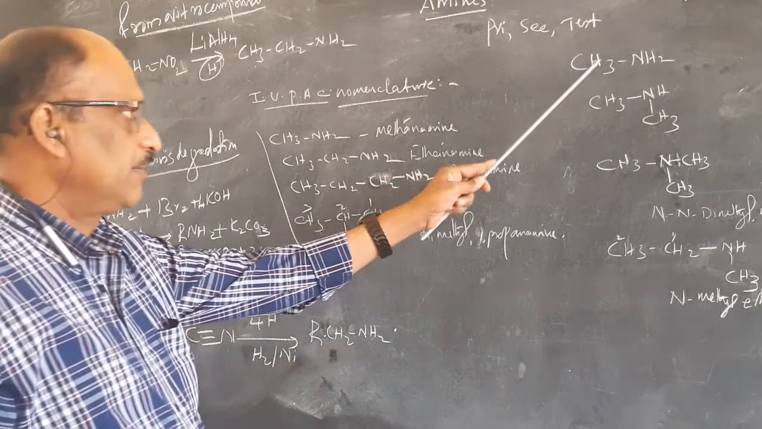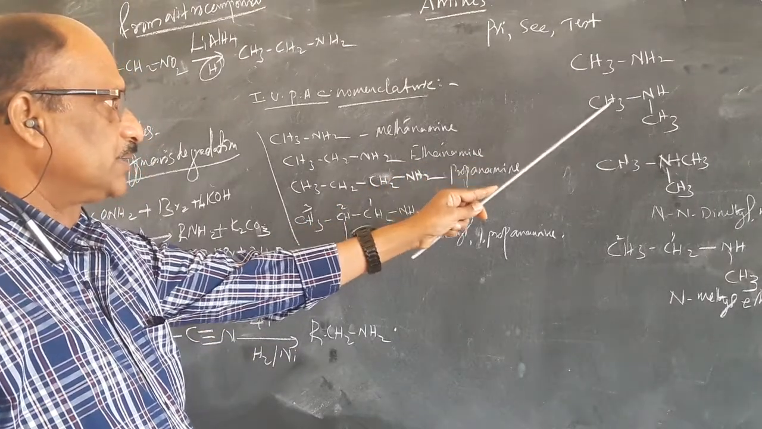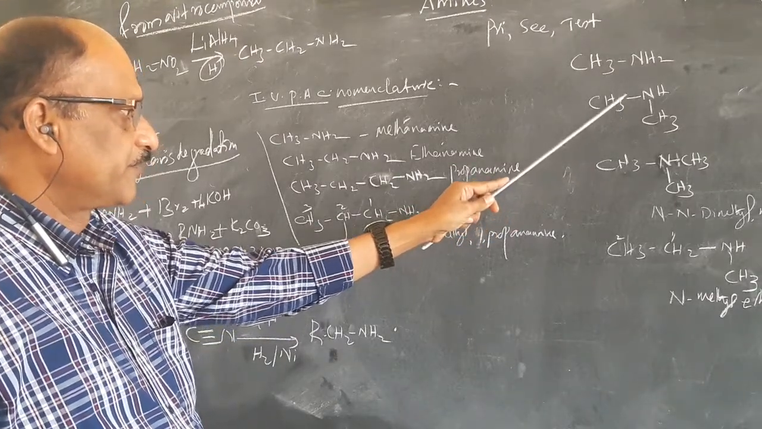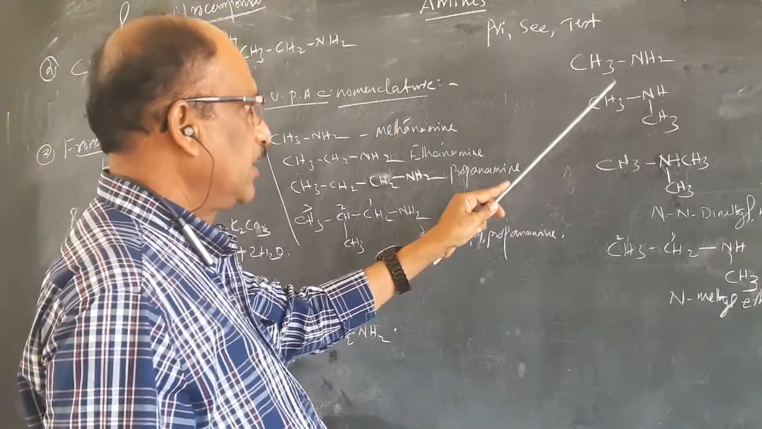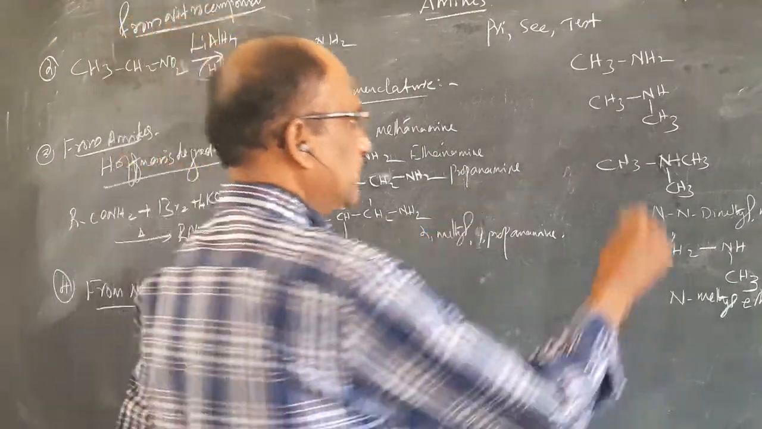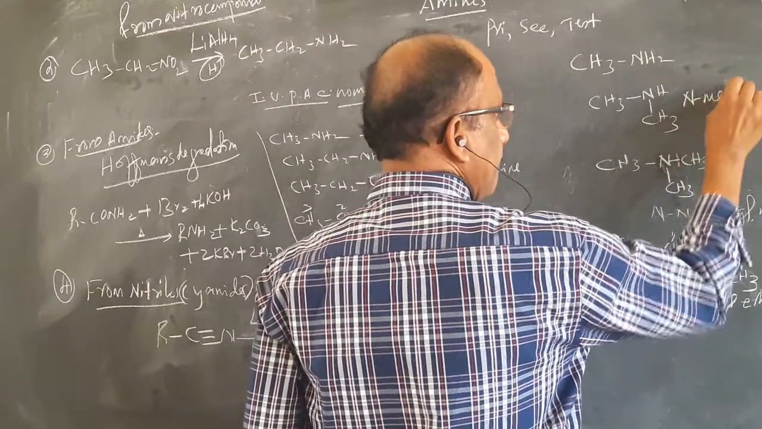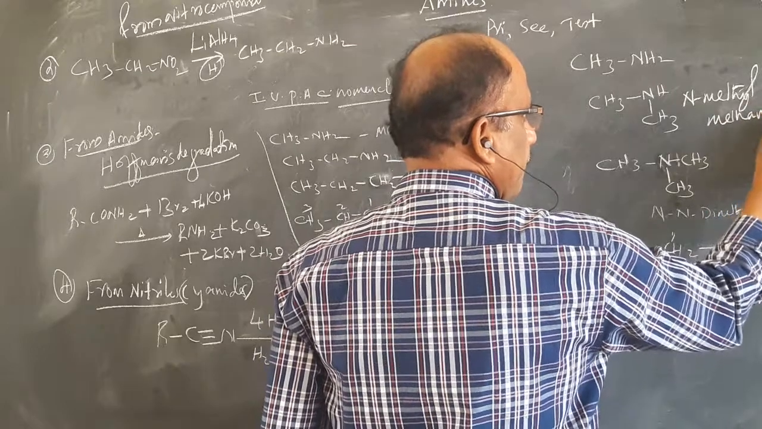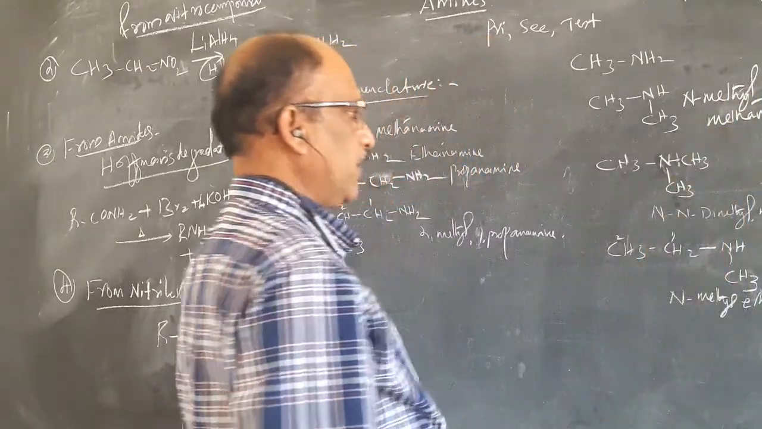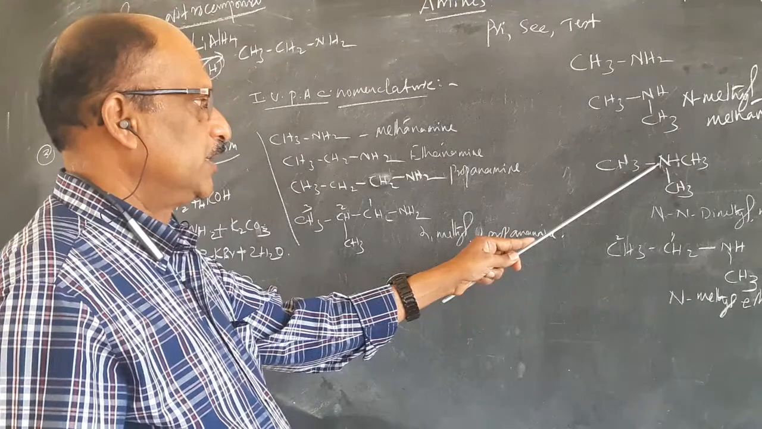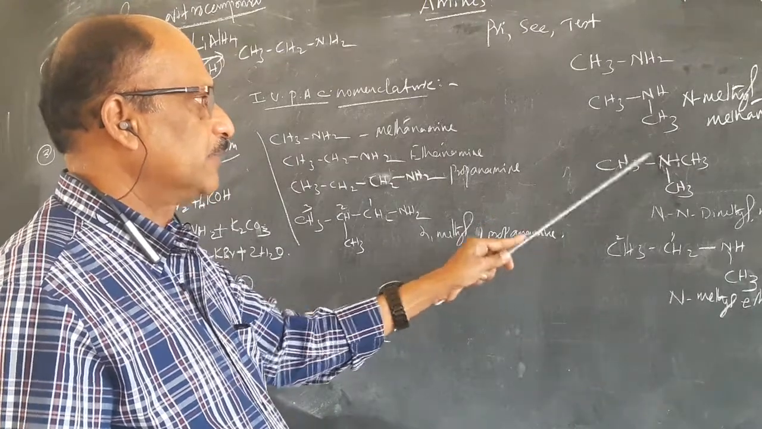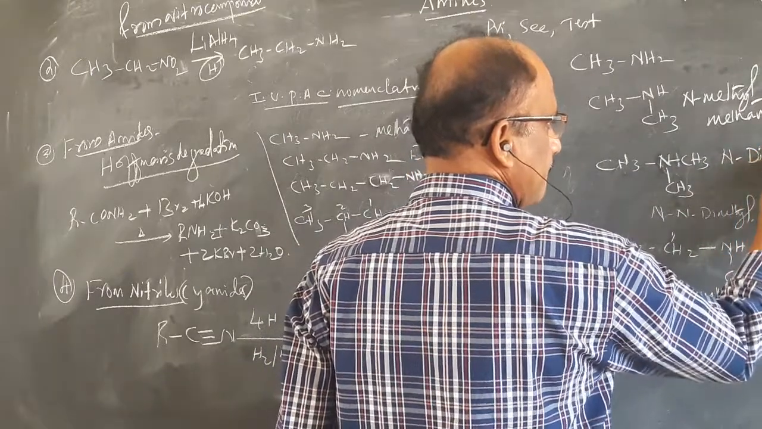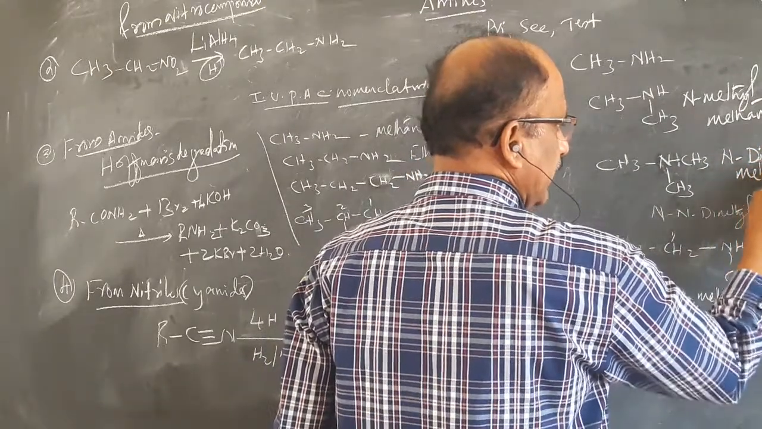Okay, this is methanamine. This is N-methyl methanamine, only one methyl. And this is N,N-dimethyl methanamine. So like that you can name the compound.